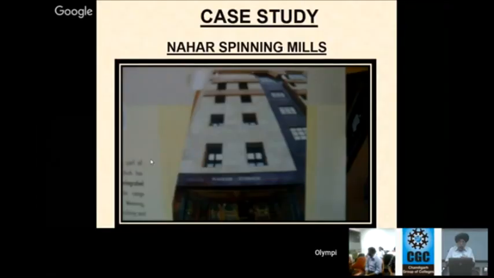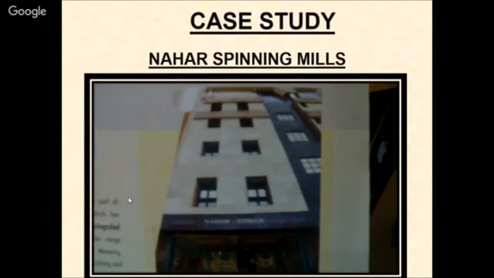Today, in the first session, I'll be talking about one case study which our students carried out in one of the textile manufacturing industries. This case study pertains to the Nahar Spinning Mills, and it is just the application of what we have learned in these 2 days, where we talked about ergonomics, how it has to be applied, and what its various advantages are.